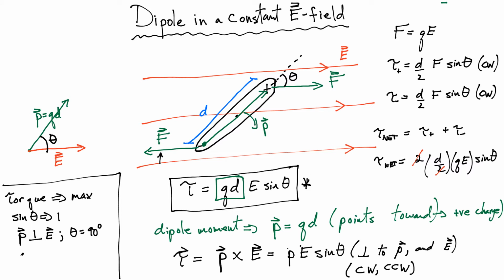The torque is simply going to be the dipole moment times the electric field times sine of 90, which is 1. So that's it. The magnitude of the torque is simply this. If you want to write it in terms of the charge, remember you can do that with the charge times the distance between the positive and negative charge times the electric field. And that's the magnitude of the torque.